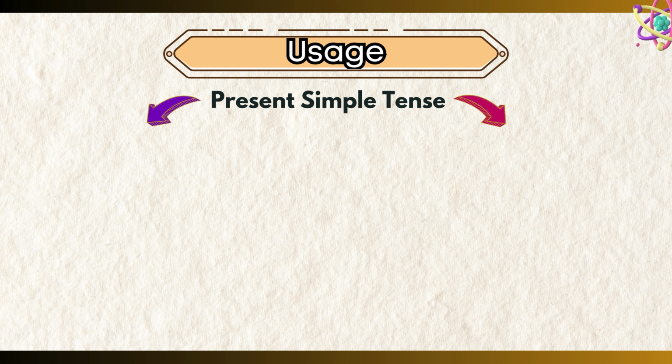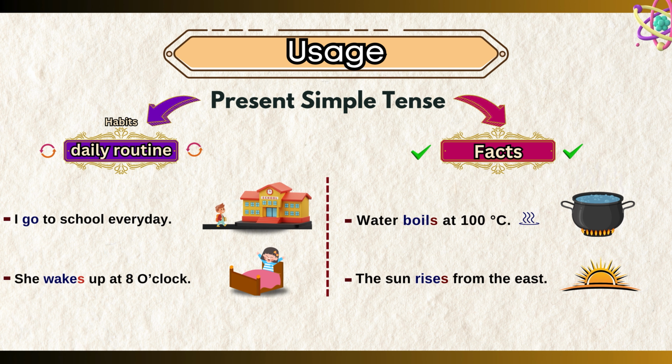When we use the present simple, we have 2 main usages for this tense. First, with daily routines or habits. Second, with facts. As you can see in these examples, daily routine like, I go to school every day, and this is a thing that gets repeated every day. Or, she wakes up at 8 o'clock. This means every day at 8 o'clock, she gets up.